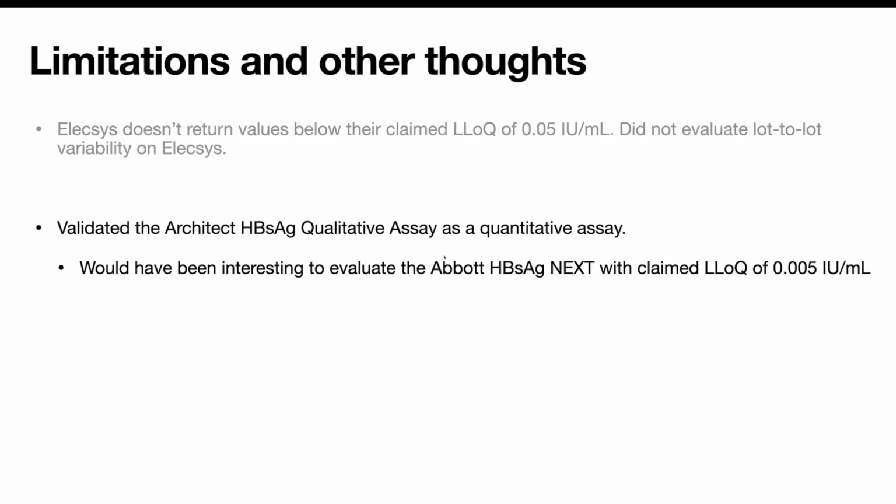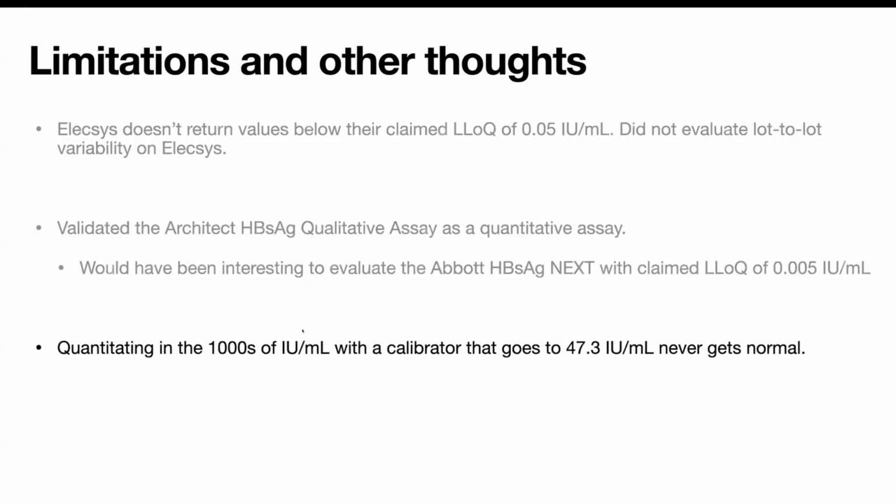But I always find it interesting how we're chasing that lower limit of quant, but here in the other world, we have a calibrator for the WHO. And I think this is helpful for our clinical colleagues to call this out. You look at all the new agent trials, you look at the risk stratification, and we're mostly talking about values up in the thousands of IU per mL. The WHO calibrator, the top calibrator, only goes to 47.